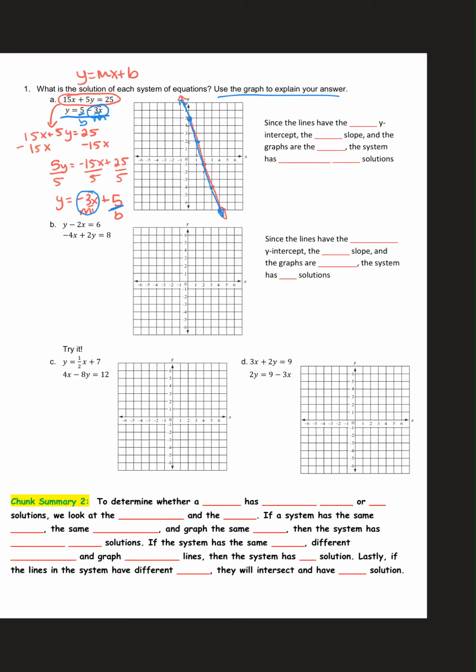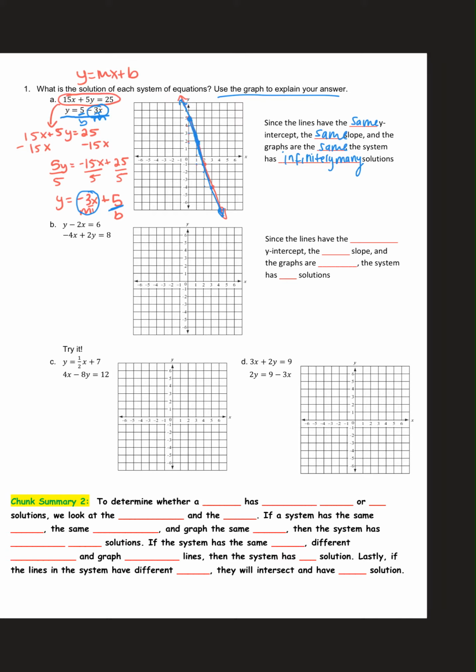So since the lines have the same y-intercept and the same slope, the graphs are the same, and the system has infinitely many solutions, meaning they are always going to intersect. They always do. They always touch each other, okay?